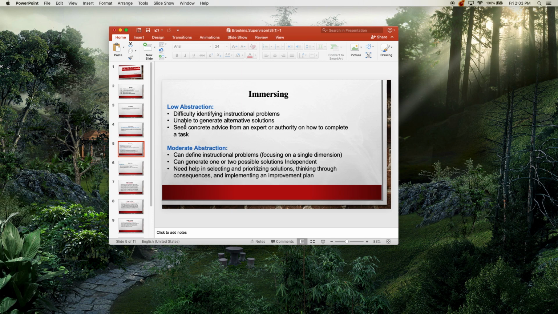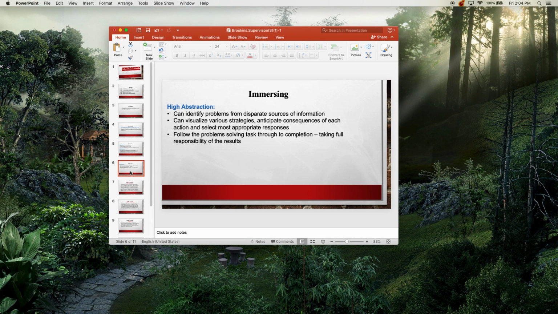Low level of abstraction, we just identified those characteristics. The next level is a moderate level of abstraction. Here the individual can determine instructional problems, but they have a tendency to focus on a single dimension. They're able to generate one or two possible solutions, but it's still one dimension. They will need assistance and support in selecting and prioritizing solutions. It's like you are identifying a solution and matching that solution with potential problems. This individual is also thinking through consequences, and they will begin to think about how their improvement is going to be tied to this plan that they're coming up with.